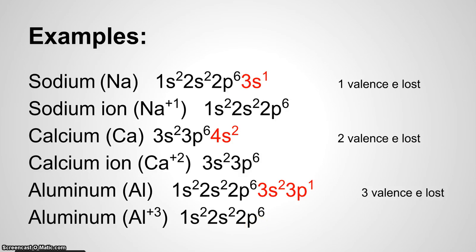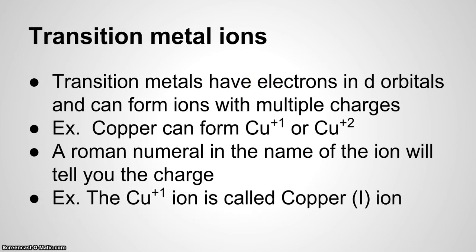Okay, so anything in the same group as sodium, so all the alkali metals have one valence electron, they'll have a +1 charge. Alkaline earth metals, two valence electrons, +2 charge. And then aluminum kind of stands alone over there in group 13 with three valence electrons.